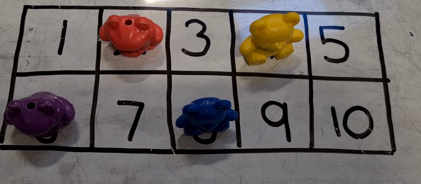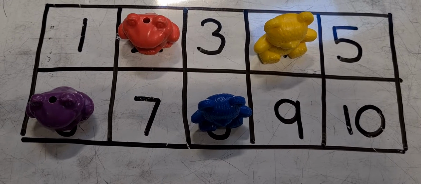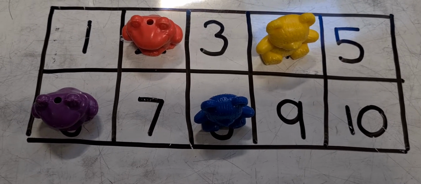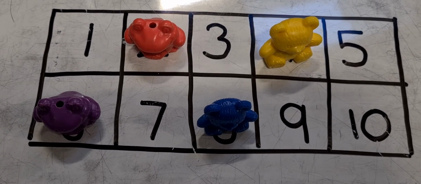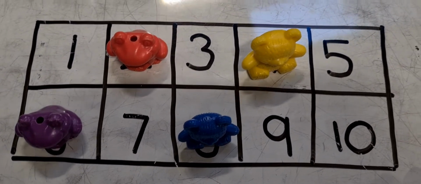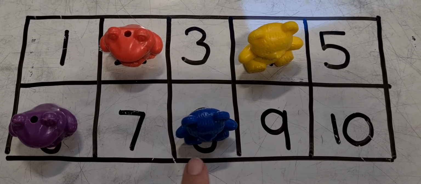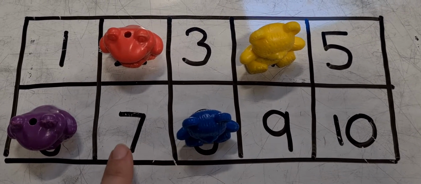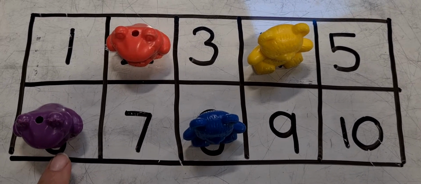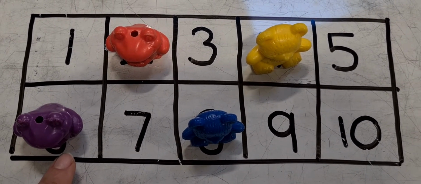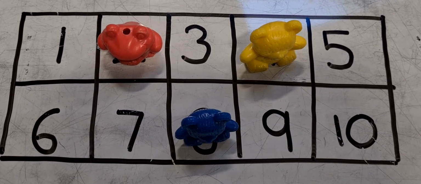I'm thinking of a different number now. This number is 1 less than 7. Let's count back from 10. 10, 9, 8, 7. 1 less than 7 is 6. Well done.